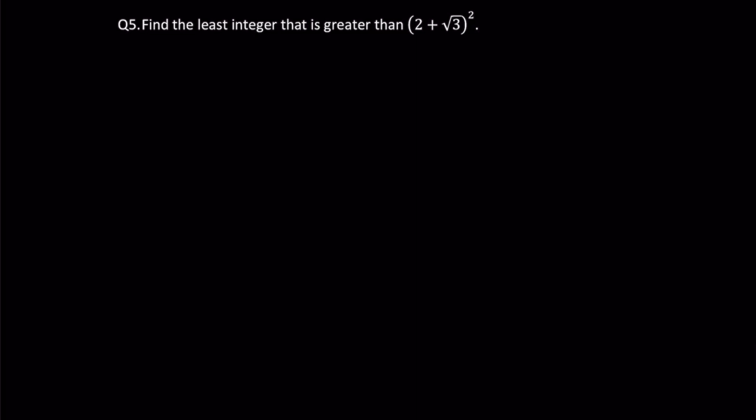Now, let us begin looking at question 5. We are asked to find the least integer that is greater than the square of the sum of 2 plus root 3. Now, since we obviously don't have any access to calculators, finding the exact value of this square is going to be a tad difficult. However, what we can do is to compare these values to other relevant surrounding values that we can be sure of. So first, let us expand this square to see what we have.